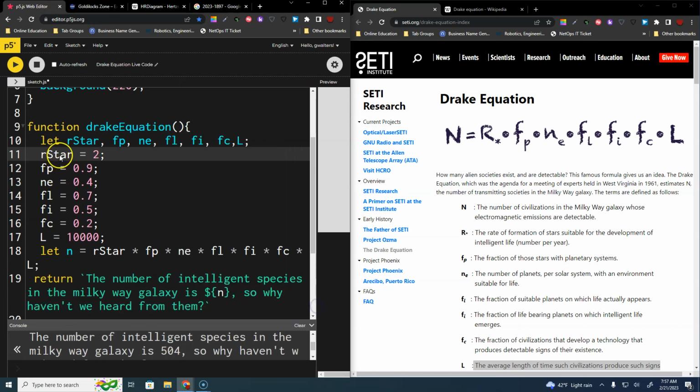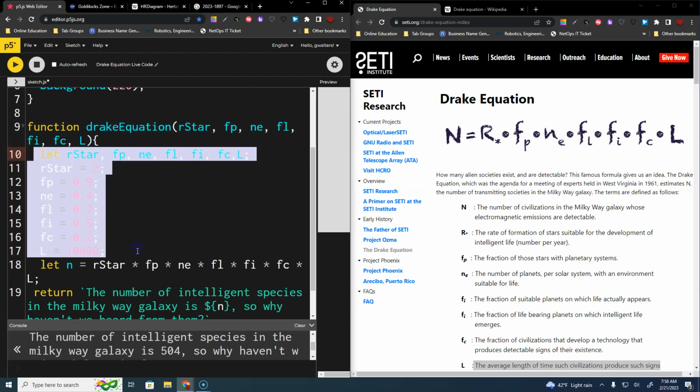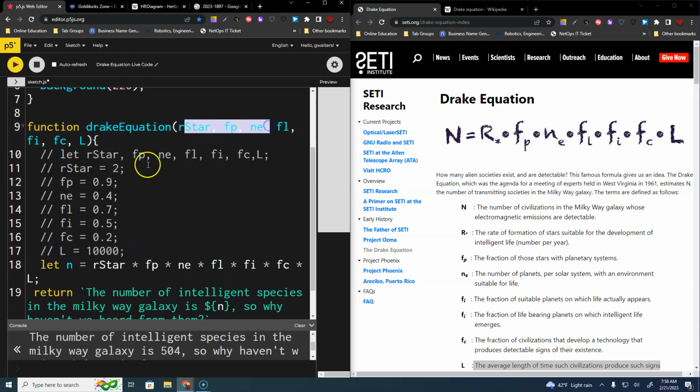Instead of putting these values in here, we want to write them when we call this equation. So R star, FP, and E, FL, FI, FC, and L. Okay, which would mean that we don't need these at all. We're passing these in when we call it.